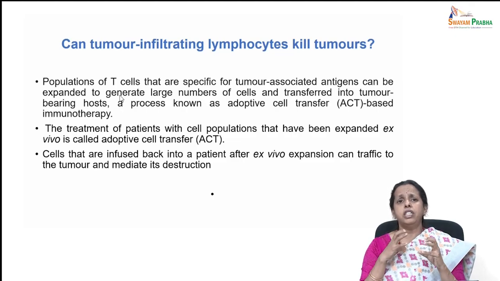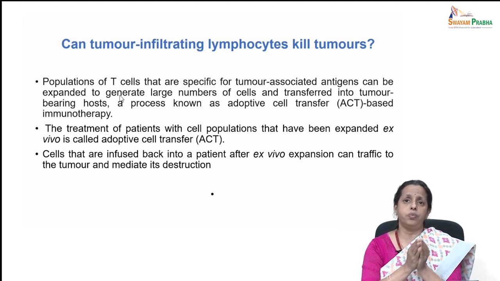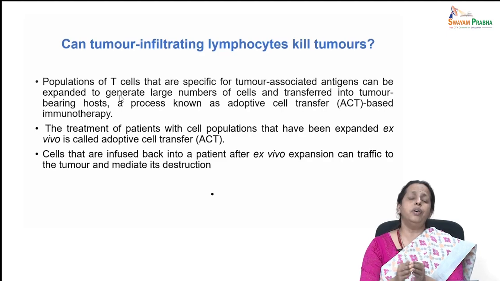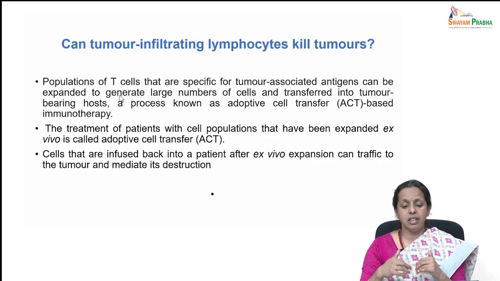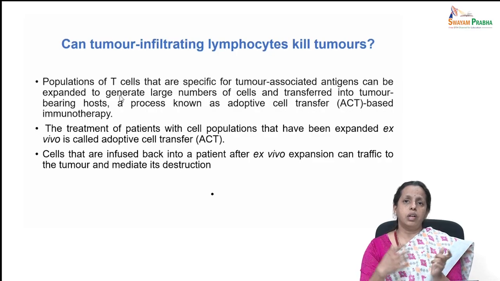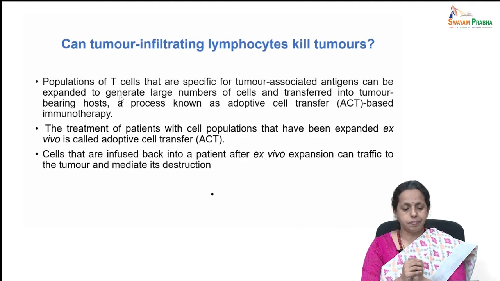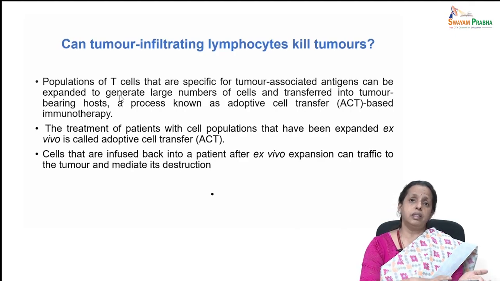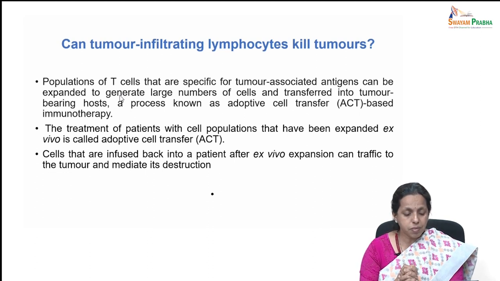and you generate a population of T cells that are specific for this particular antigen, for example in breast, whatever I told, and you expand these T cells in large numbers, what you call a clonal population. Recollect my first basics in cancer, where I was talking about the clonal. Every time I bring in the picture of the cells, a single cell transforming into a clone, and again you transfer them back to the tumor bearing host. This whole process is called adaptive cell transfer, or ACT based immunotherapy.